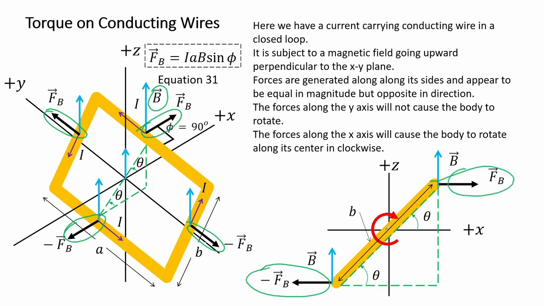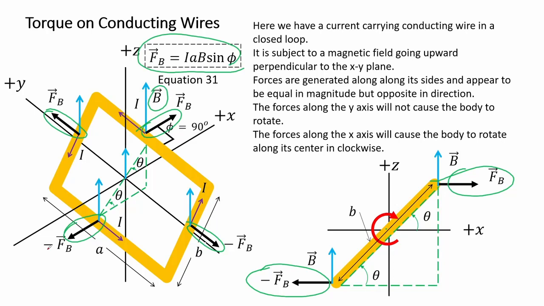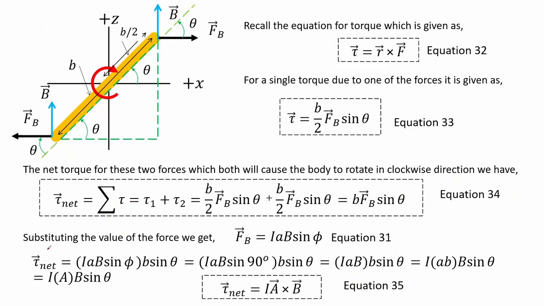Note that the magnetic force direction is found using the right-hand rule, and we see that it is perpendicular to the length A, and we get an expression for it as shown in equation 31. Recall the equation for torque, which is given as equation 32. For a single torque due to one of the forces, it is given as equation 33.